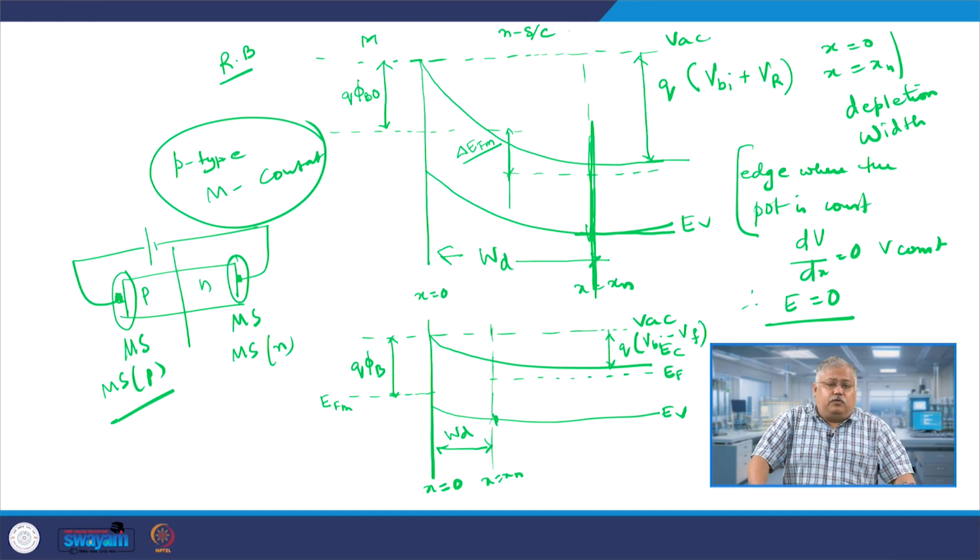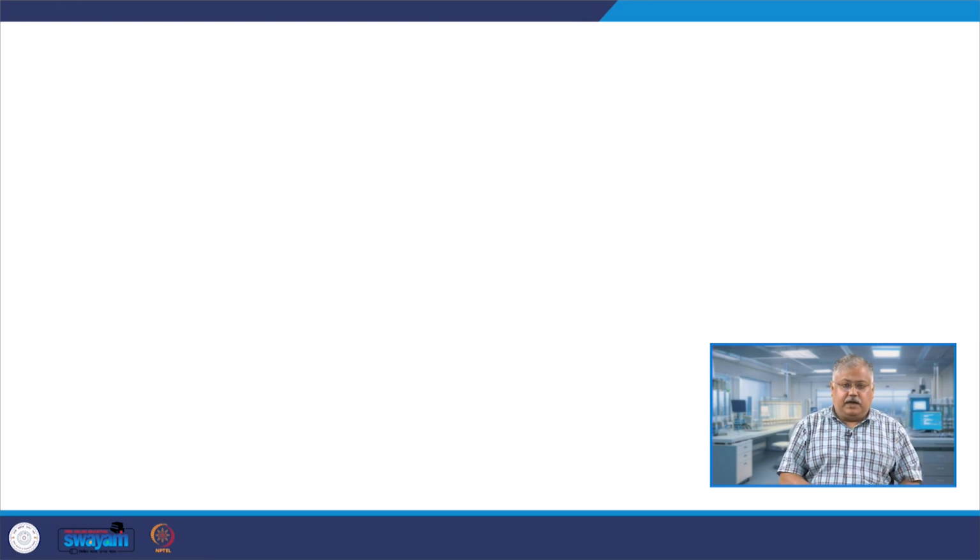Now, the obvious question is why it does not change drastically on the metal side. Please try to yourself give an answer to the question why on the metal side you do not see a drastic change in the value of your Fermi level when you apply a bias. Please understand, you are applying a bias only on the semiconductor side, you are not applying a bias on the metal side. So, this gives you a basic understanding of the metal semiconductor contact and its overall characteristics.